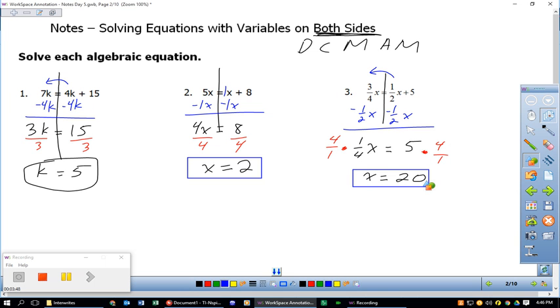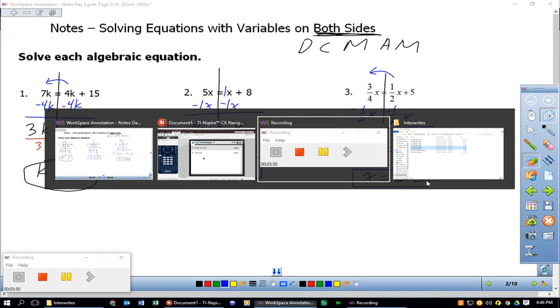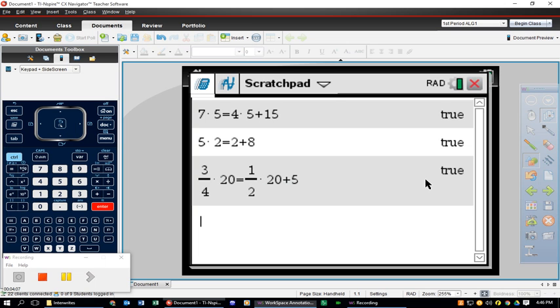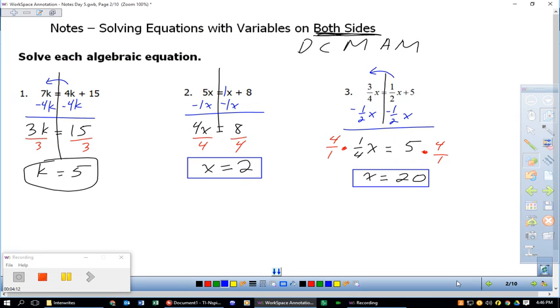Okay, checking this. All right, we get 3/4 x, well, x is 20, equals 1/2 x, which x is 20, plus 5, and that is a true statement. All right. On to number 4.